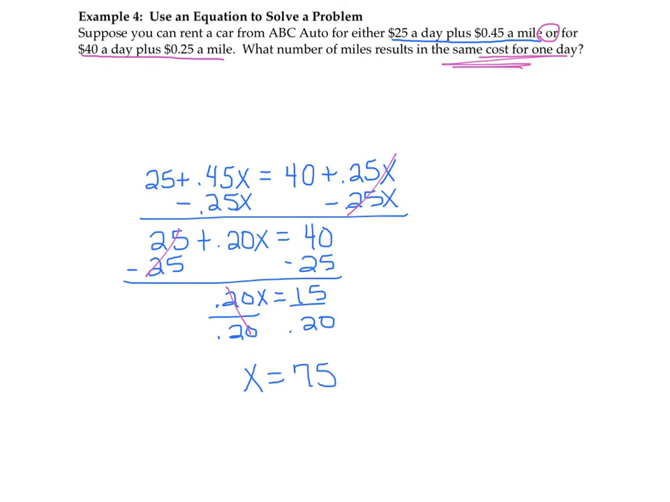And we have to label it. And what are they talking about? They're asking us what number of miles results in the same cost. So x equals 75 miles. And that is your answer.